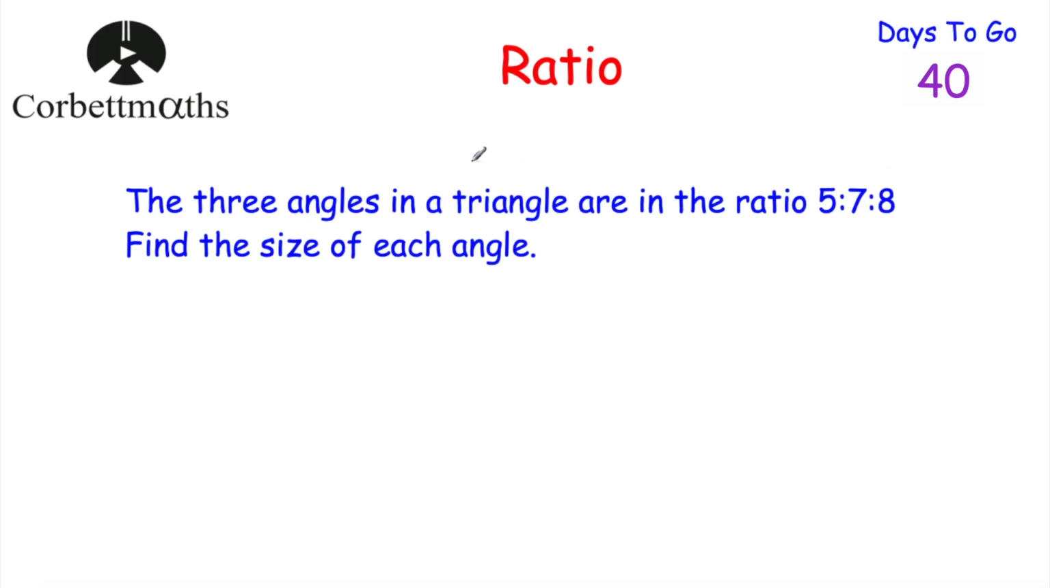Okay, so we know the angles in a triangle add up together to be 180 degrees, and they're in the ratio 5 to 7 to 8. So we just need to share 180 degrees in the ratio 5 to 7 to 8. So let's take our 5 and 7 and 8 and add them together. So 5 plus 7 plus 8. 5 plus 7 is equal to 12, plus 8 is equal to 20. So there's 20 parts altogether. Now let's take the total, the 180 degrees, and divide that by the total number of parts, which is 20.